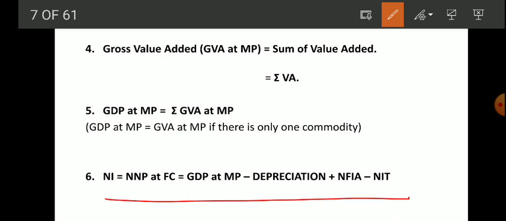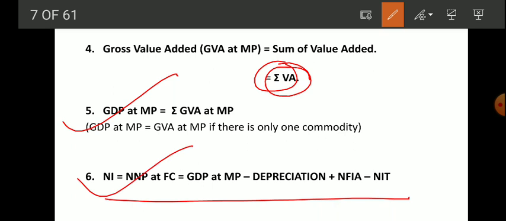It might happen that the value added is given to you directly. So you have to know there is actually no use of the previous three steps. Directly from value added you can sum up the value added, then you can apply this step, and then directly you can move down to this step.